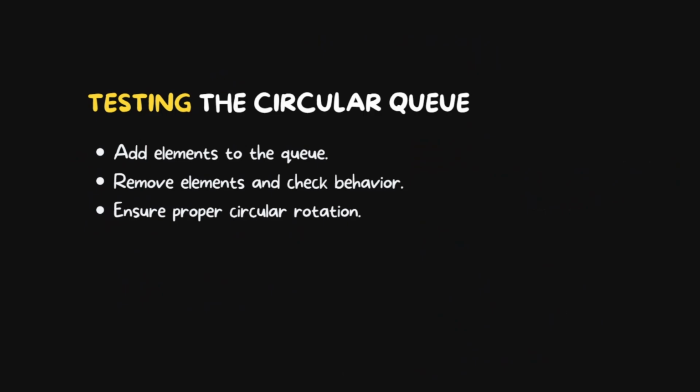We can test our code by adding elements to the circular queue using the enqueue operation. And by using the dequeue operation, we can remove elements and check the behavior. And by using the display function, we can display the list.